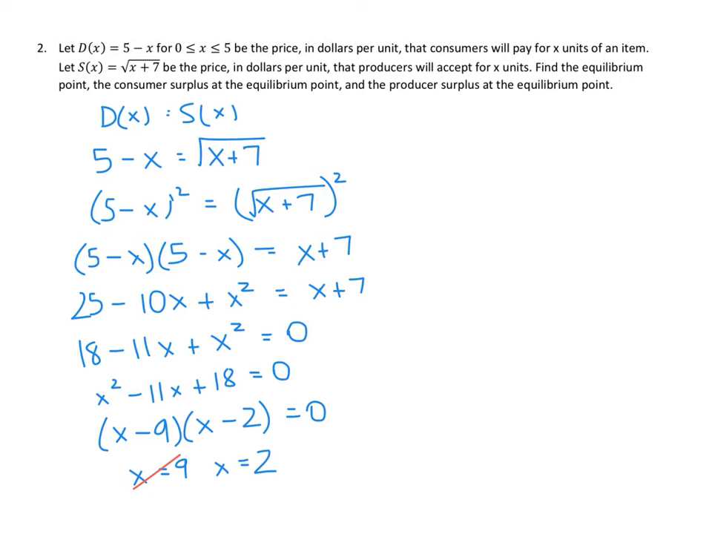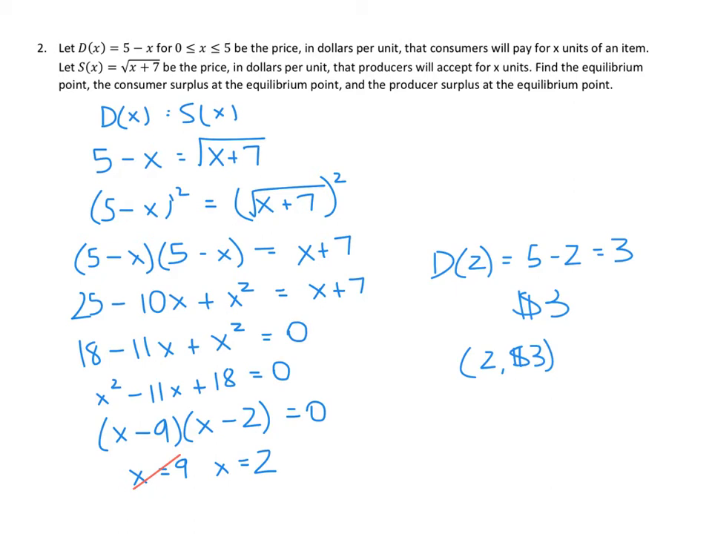So plugging 2 back into either equation, demand or supply, will give us our price for the equilibrium point. So if I plug 2 back into, say, the demand function, we have 5 minus 2, which gives us 3. So our price is 3. And you'll get $3 if you plug it into the supply function as well. So our equilibrium point looks like (2, $3).